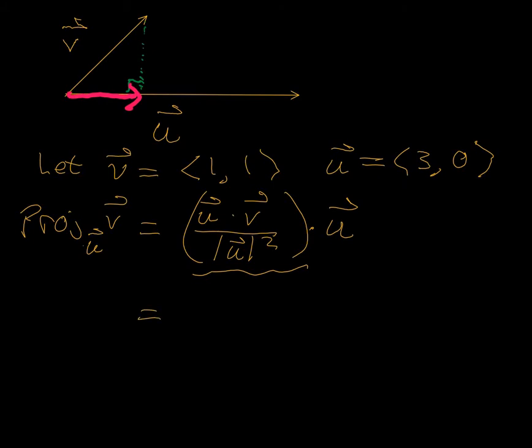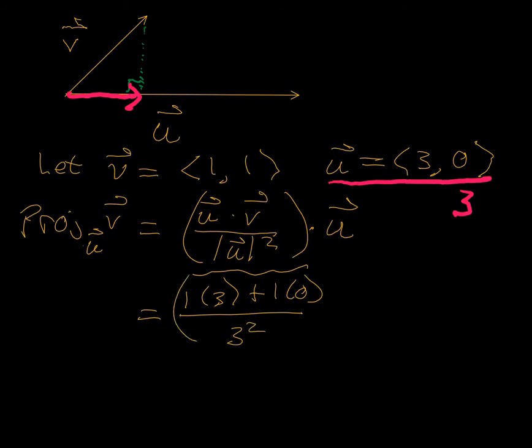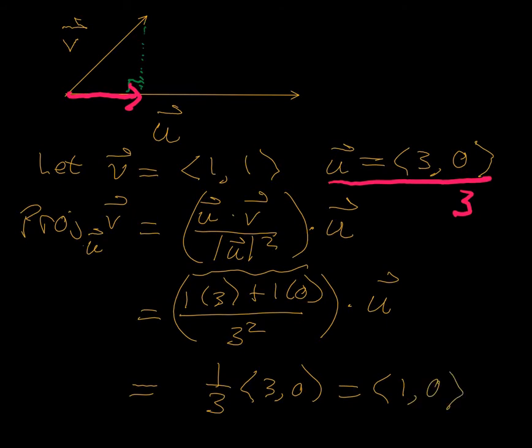u dot v would be 1 times 3 plus 1 times 0. And, I didn't do this yet, I've got to find the magnitude of that vector there. Well, that magnitude is going to be 3 units long. All right, so let's put that in here. 3 squared times the vector u. That's going to be 1/3 times vector u, which is 3, 0, which is equivalent to the vector 1, 0.